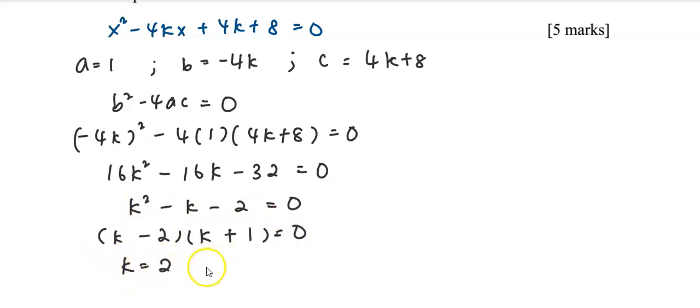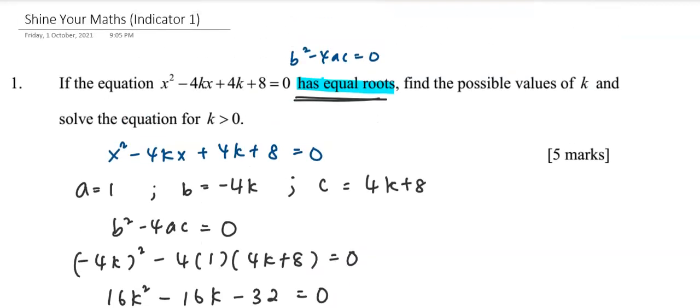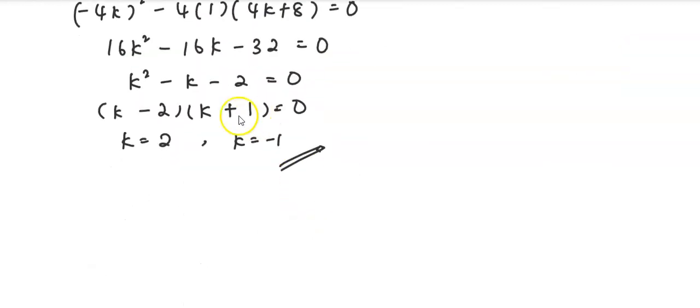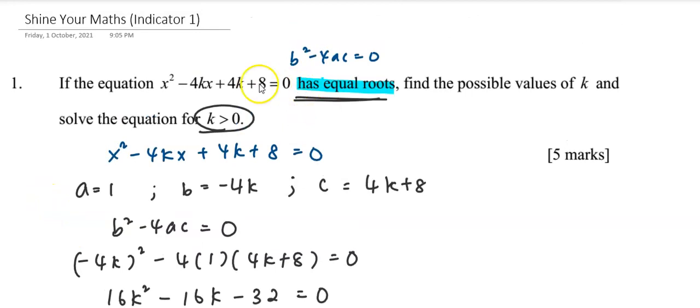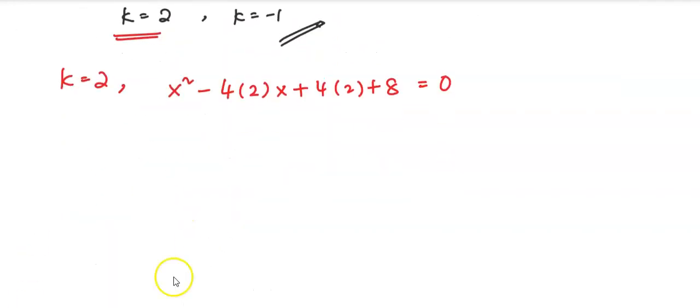Here I have k equals 2 and k equals negative 1. This is my solution for k. Now, find the possible values of k and solve the equation for k greater than 0. So once you have got your k, for k greater than 0, you choose k equals 2. When k equals 2, you substitute it into your quadratic equation, so this equation will be formed.